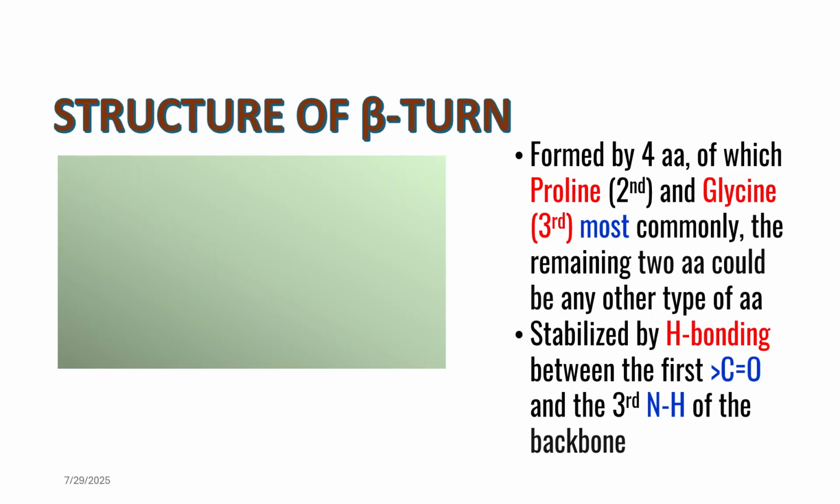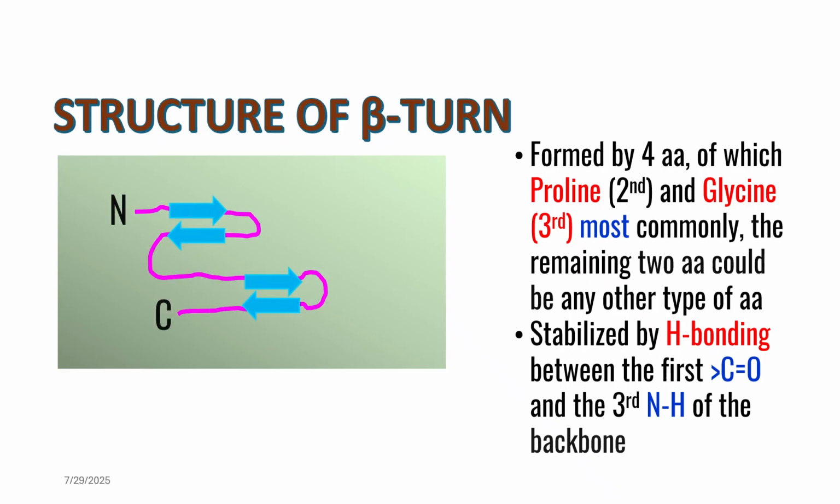So what are the structure and the forces that stabilize beta turn? This structure is formed by 4 amino acids. Two of them are proline and glycine. They are most frequently present in this structure and they are believed to be responsible for the formation of this structure primarily. The remaining two could be any other type of amino acid.